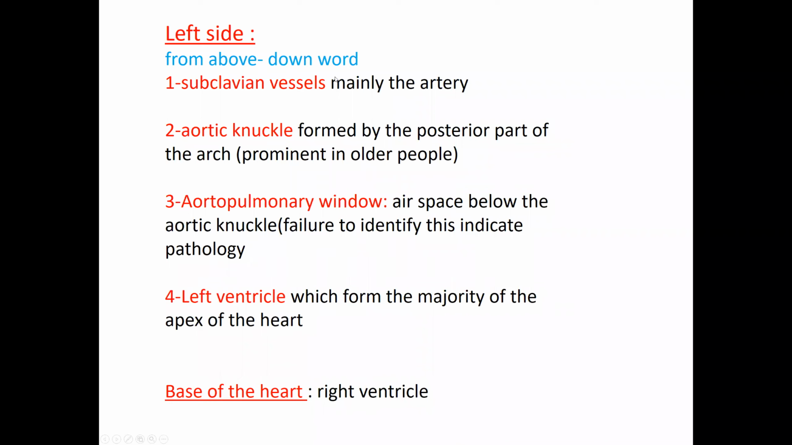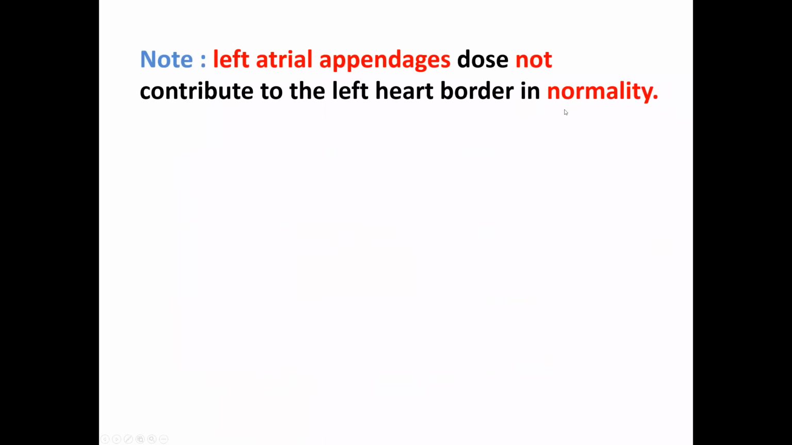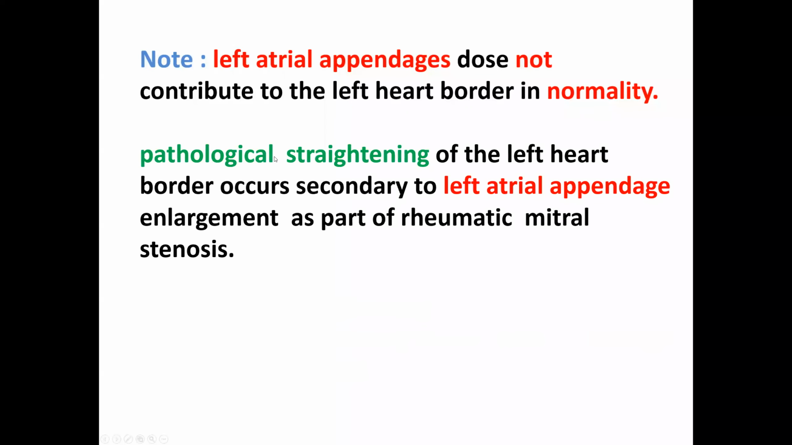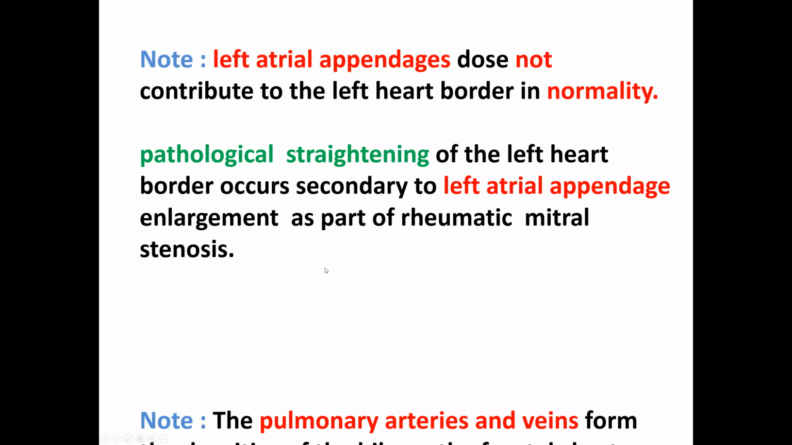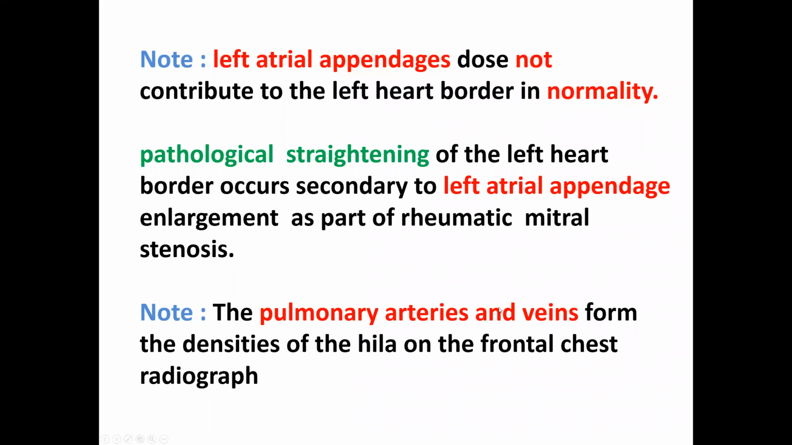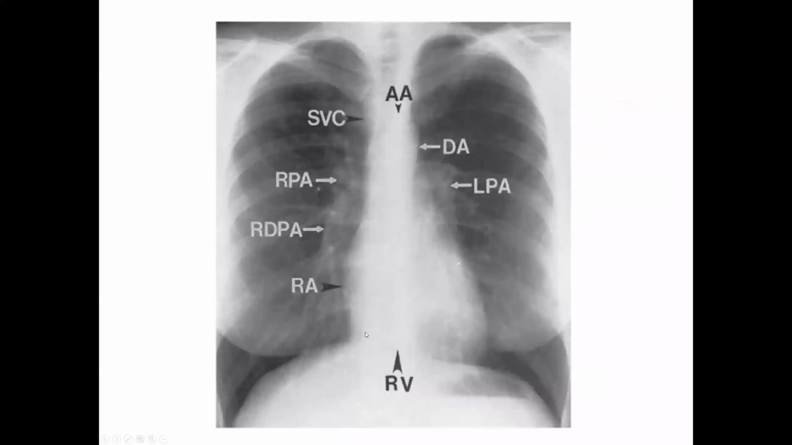Note, the left atrial appendage does not contribute to the left heart border in normality. Pathological straightening of the left heart border occurs secondary to left atrial appendage enlargement as part of rheumatic mitral stenosis. The pulmonary arteries and veins form the densities of the hilum on the frontal chest radiograph.